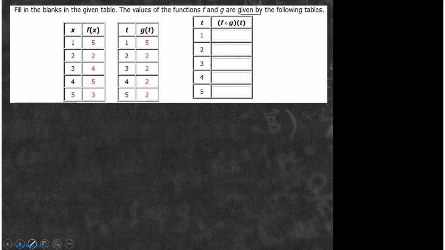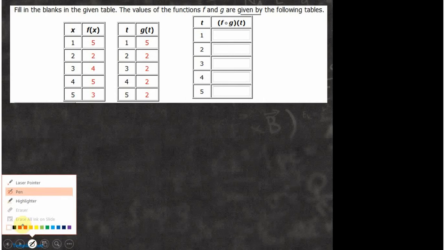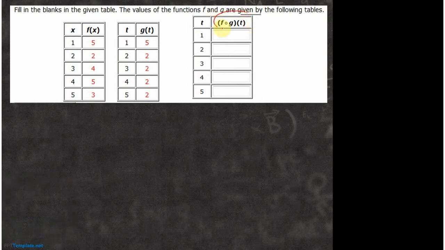This is a little bit more tricky. So this little circle right here that they have at the top, what they're talking about is putting the function g inside the function f. So what they mean by that is f of g of t means f at g at t.